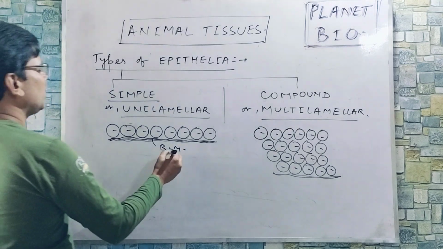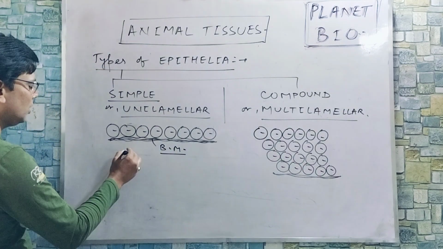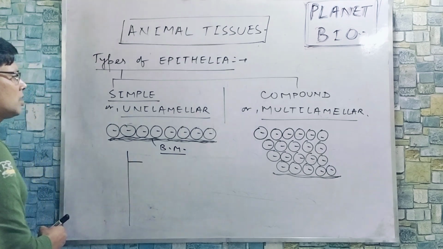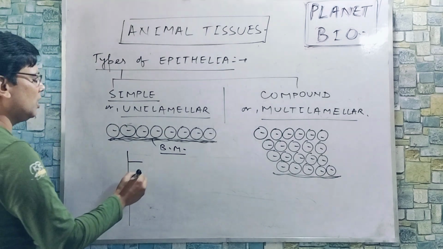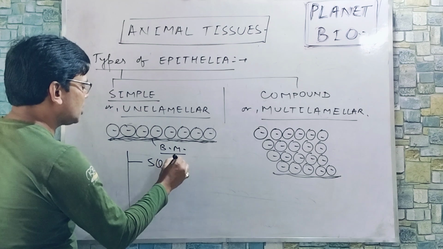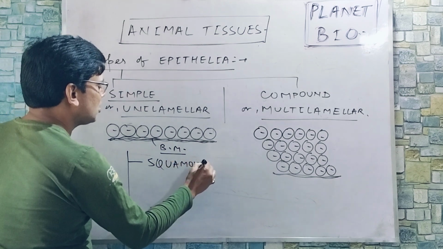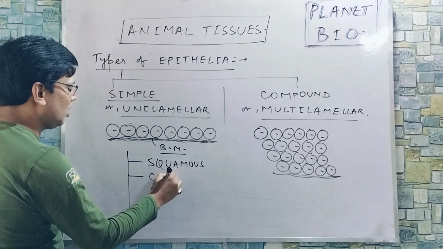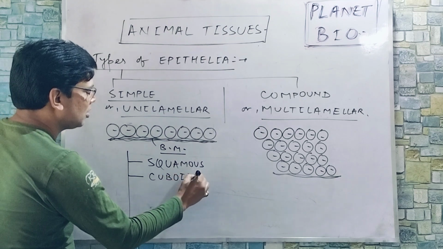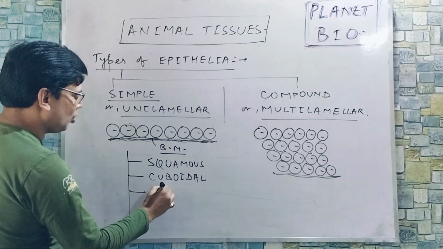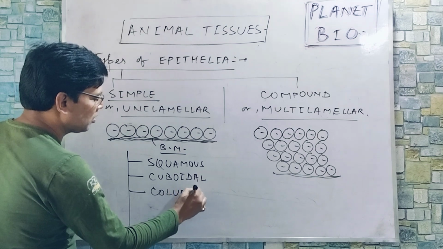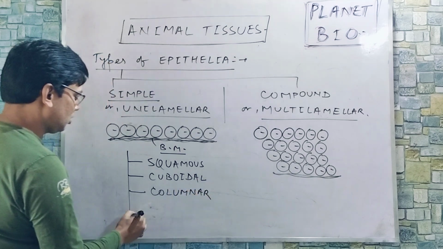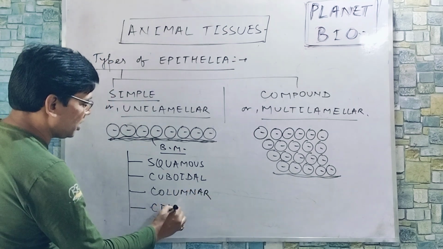Now in simple epithelia, you can find several other types. First we mention squamous, another one cuboidal, then columnar, then ciliated.